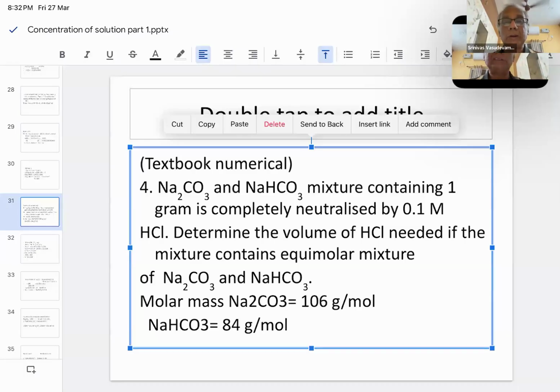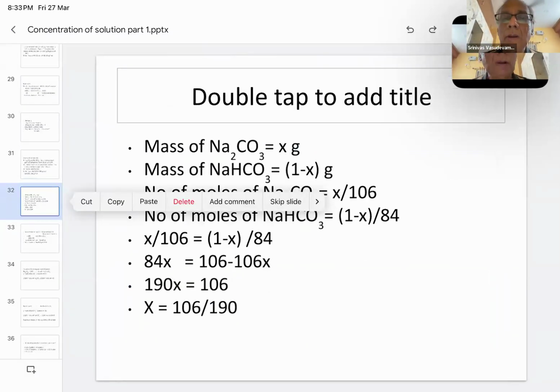How much HCl is required? I have taken 0.1 molar HCl, that is 0.1 mole per decimeter cube, or 0.1 mole per liter of HCl. How much volume is required to completely neutralize sodium carbonate and sodium bicarbonate? One more piece of information given here is that the number of moles of sodium carbonate is equal to the number of moles of sodium bicarbonate. Now let us see 1 gram.